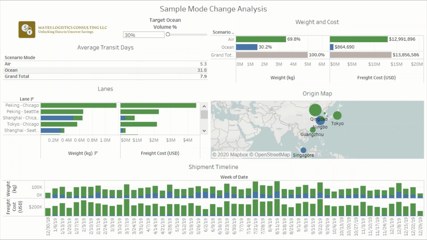Today, I'm going to talk about how you can use logistics modeling scenarios and Tableau dashboards to evaluate the cost and service level impacts of a hypothetical mode shift. Right after this.